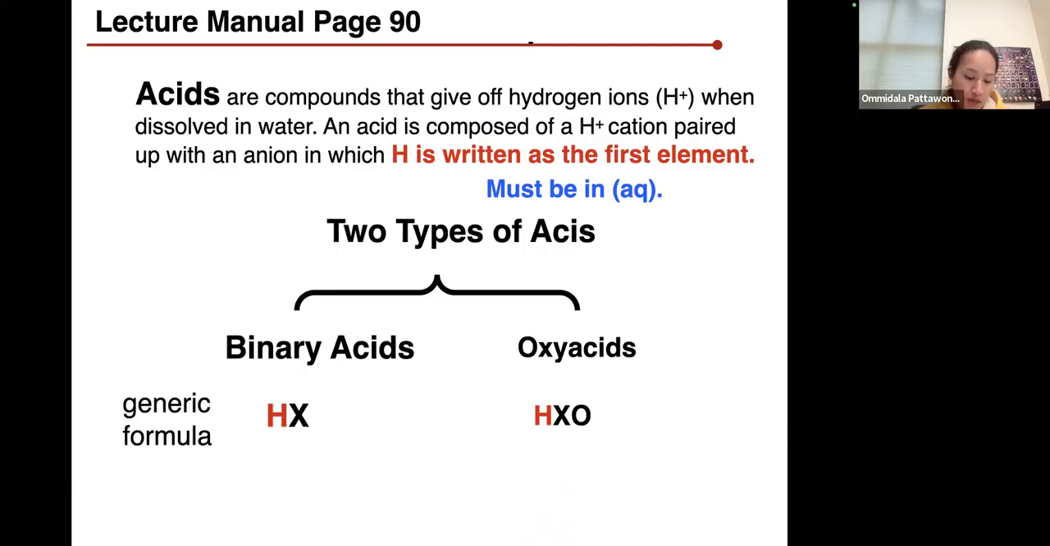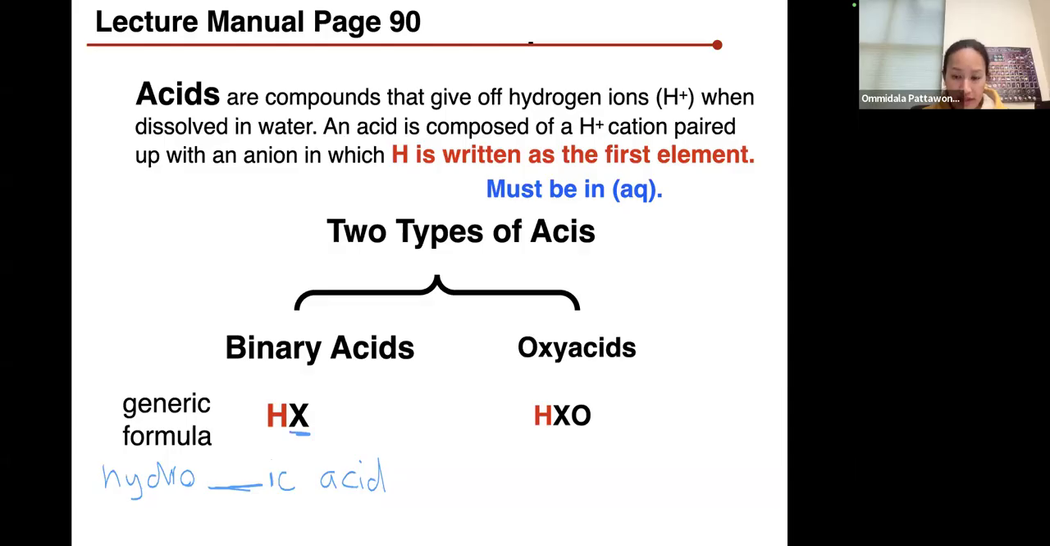When you name a binary acid, the name would start with the word hydro, and then followed by the name of X. The name of X, instead of ending with ide, similar to what we did before, like fluoride, chloride, you are going to change the ide to end with ic. So for example, chloric, bromic, and so on. It's going to end with ic, and then you end the name with the word acid. So it would be hydrochloric acid, and so on.